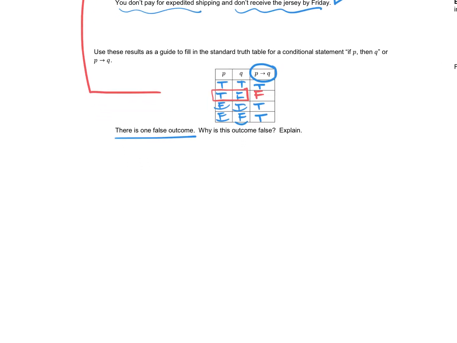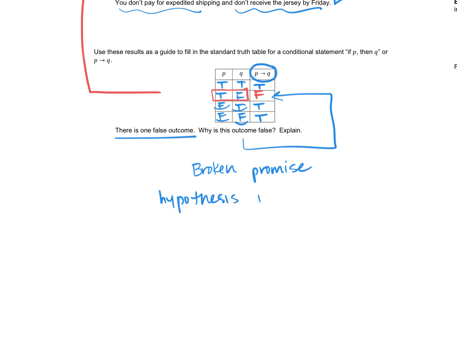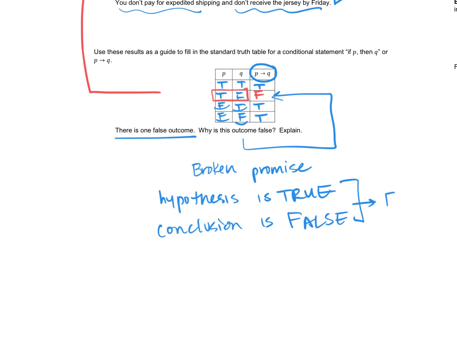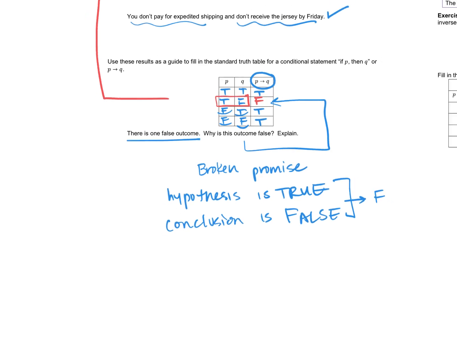So there is only one time that we're false, and it's going to be this one time when we have that broken promise. So if our premise or our hypothesis is true and our conclusion is false, then we'll get that broken promise situation, which leads us to having that false overall statement, truth value.